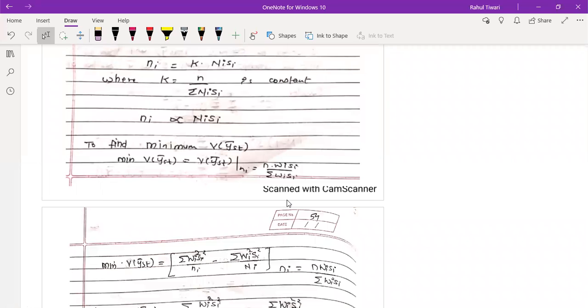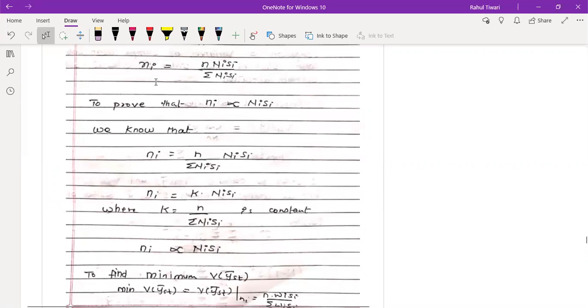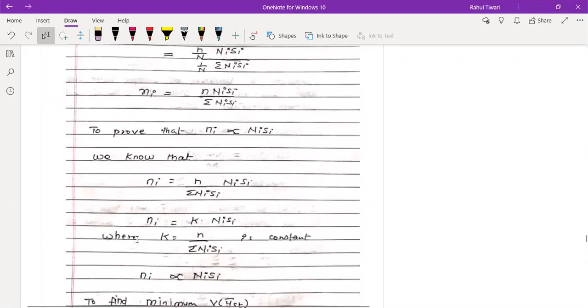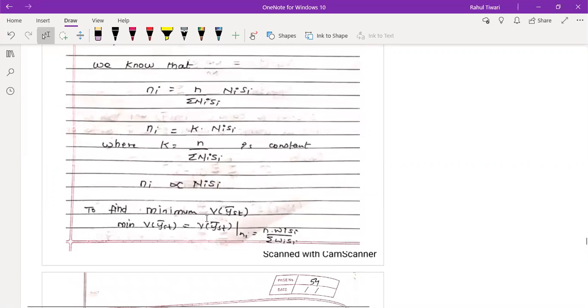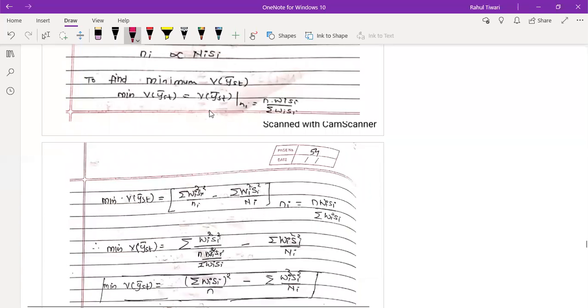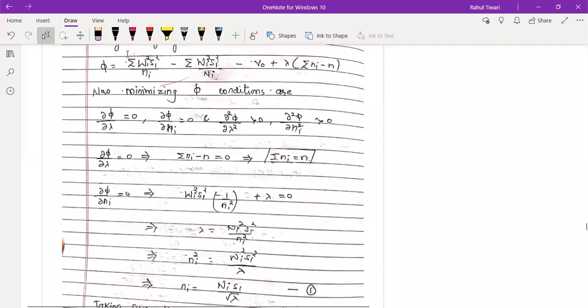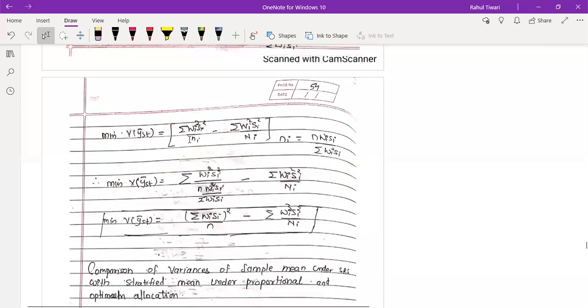Now, to minimize the variance, when the variance will be minimum, you have to minimize the variance at that point. Whatever values of Ni we are getting here, either this or this one, you substitute in the variance. The minimum of variance of y bar st is this quantity, where the weight is Ni upon capital N. This is the variance of y bar st under this condition on Ni.